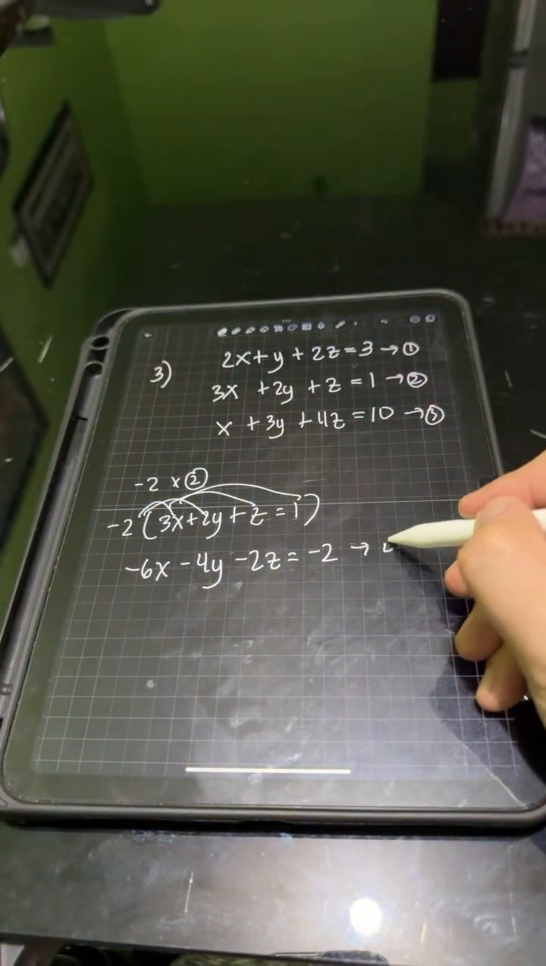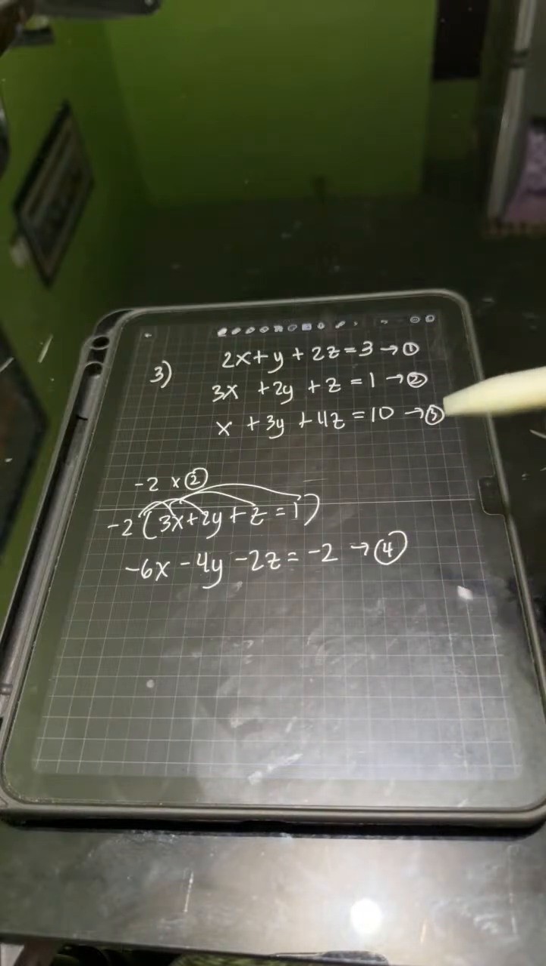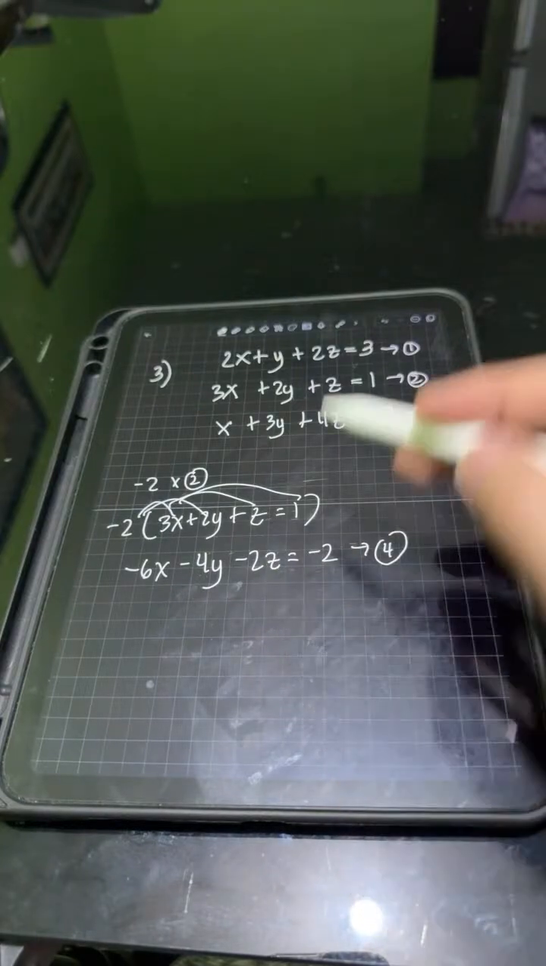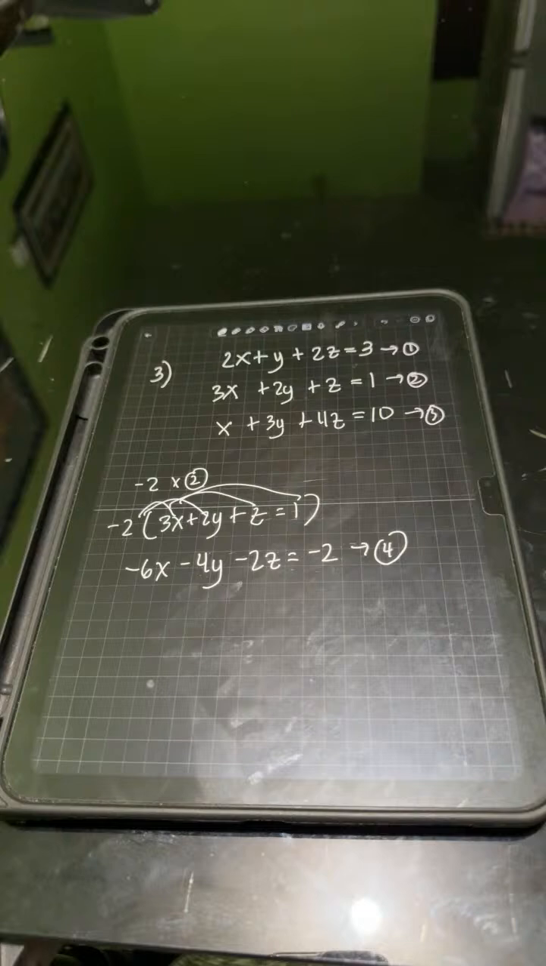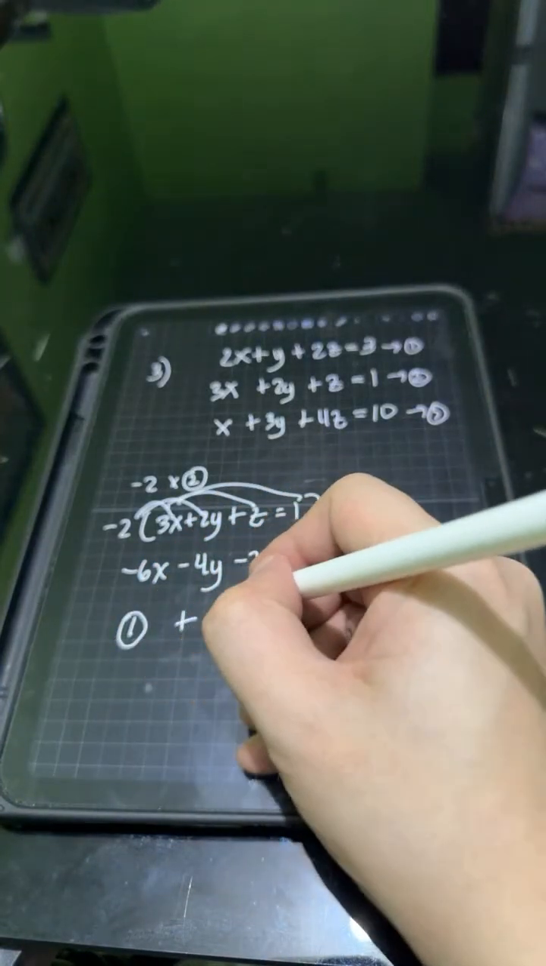Let's name this equation 4. Now we can add equations 1 and 4 to eliminate the z, because the coefficients are now additive inverses of each other, 2 and negative 2. So add equation 1 plus 4.